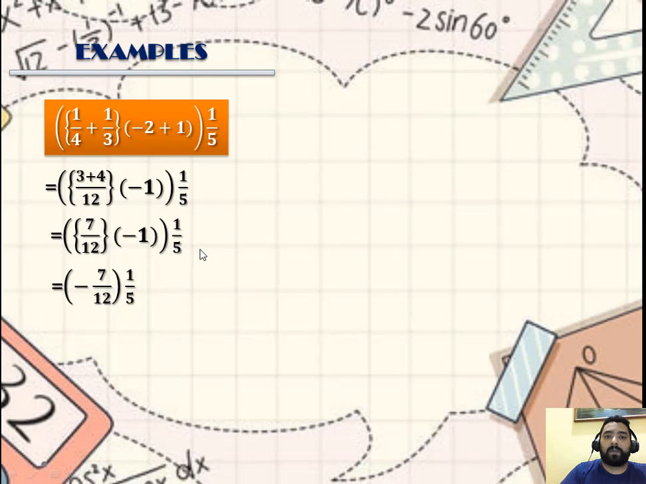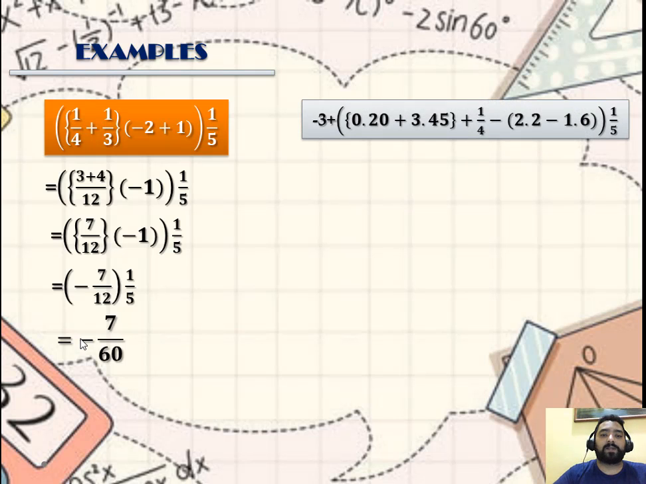Then you multiply by 1 over 5. Remember, the 1 over 5 you copy because it's outside. Now we multiply negative 7 times 1, negative 7. 12 times 5 gives us 60, and we copy the negative sign. Remember, if you want to convert a whole number or an integer to a rational number, we add 1 down below. Now in the second example, we have the same grouping symbols, but in this case we have a long exercise.